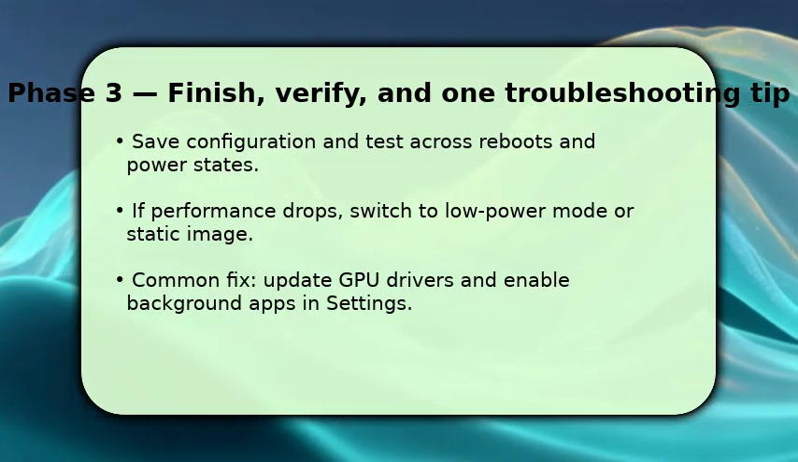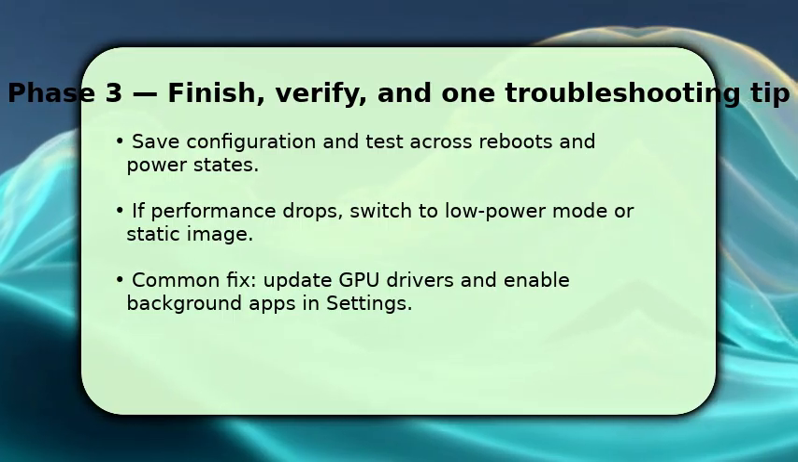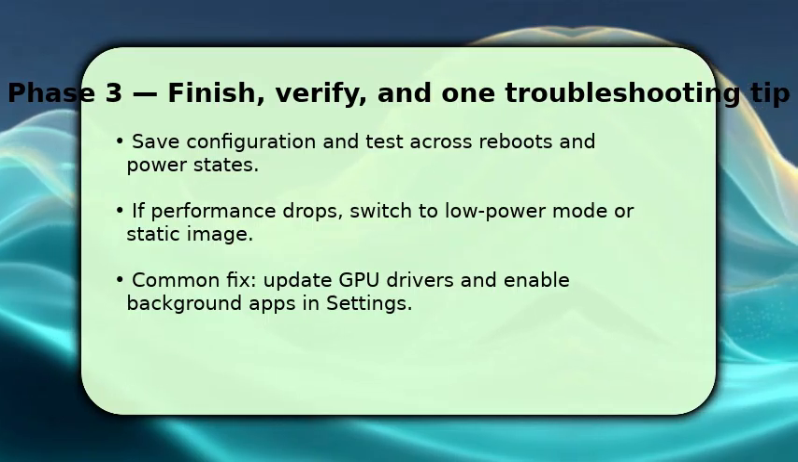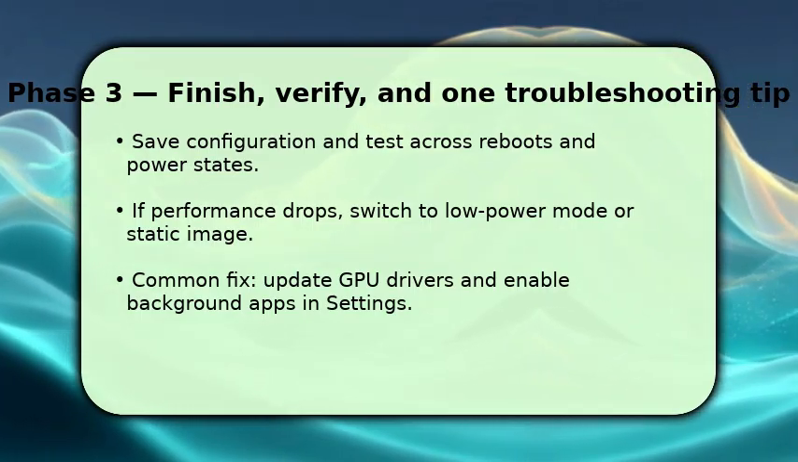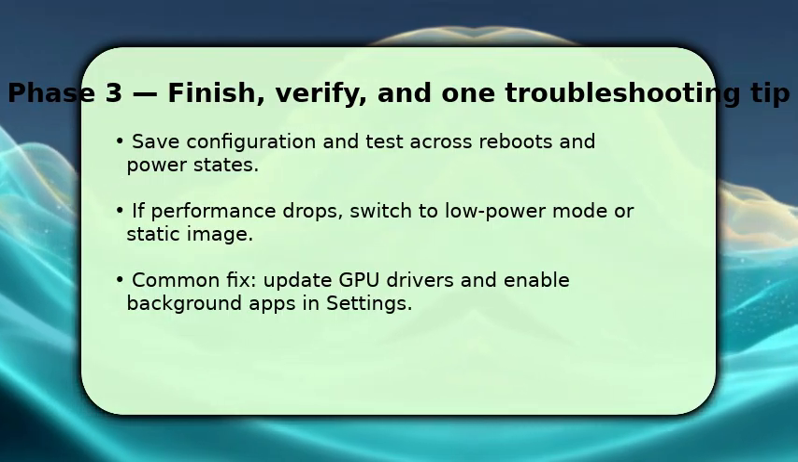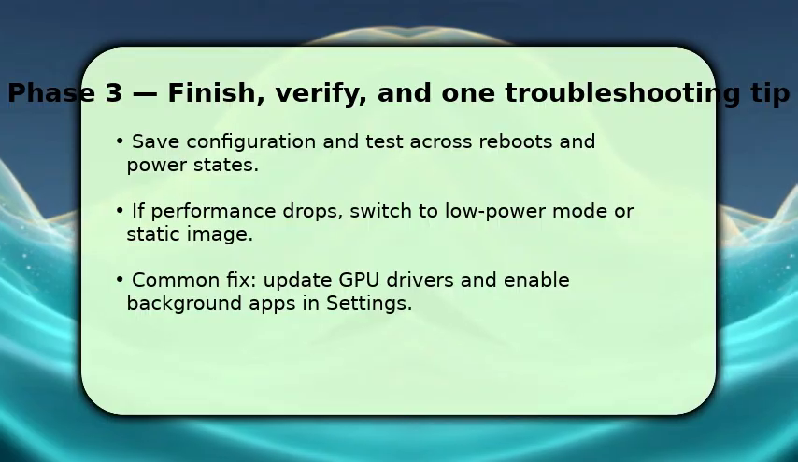If you run into issues, stutters, blank desktop, or high CPU, first try low power mode or replace with a lower resolution video. Make sure GPU drivers are updated and background apps are allowed in settings. If problems persist, disable overlays and test with a different wallpaper file to isolate the cause.